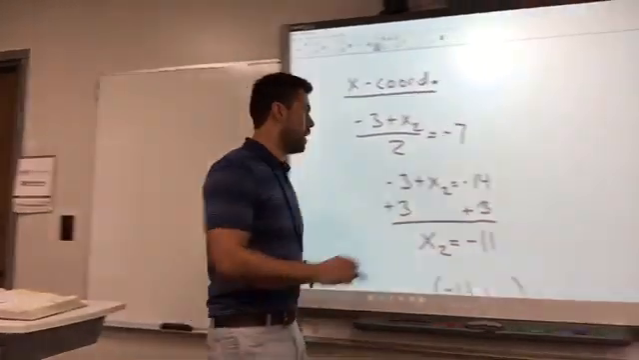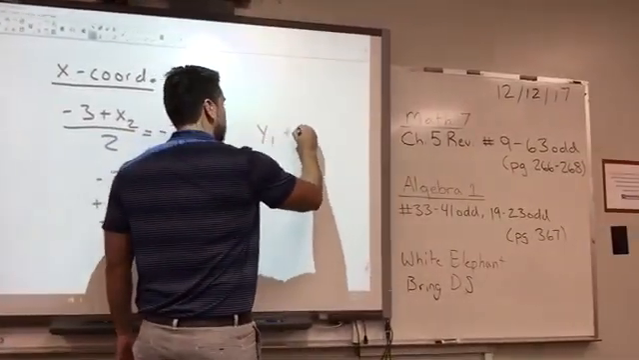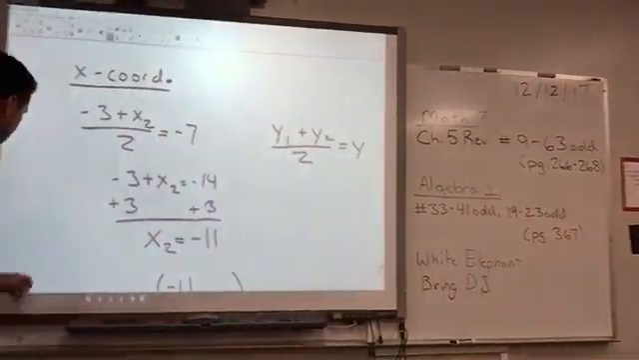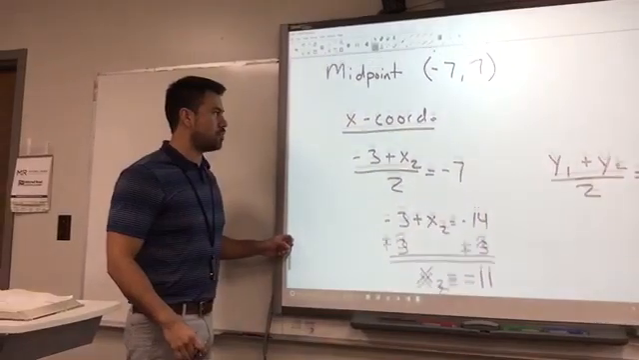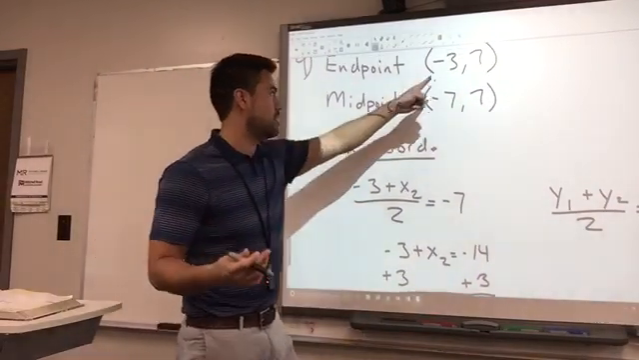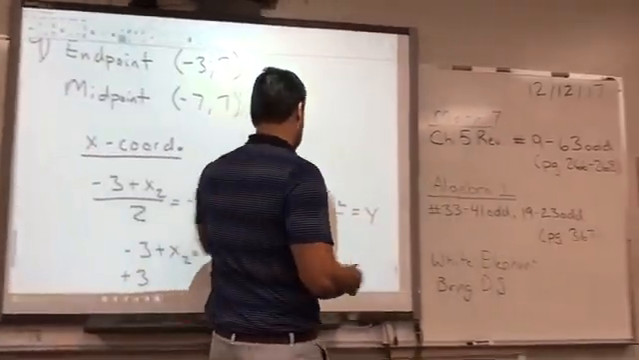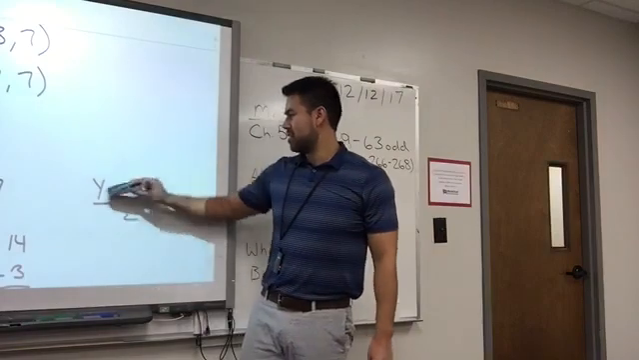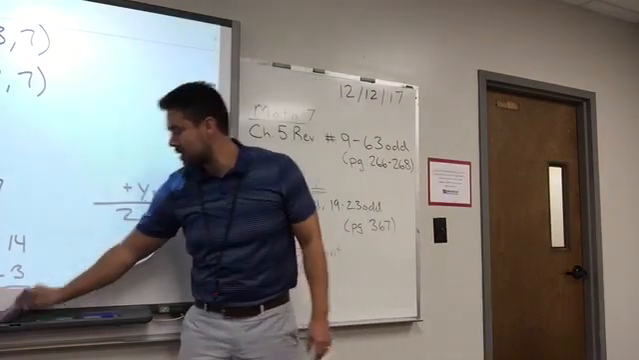Hey, just do it with the y's. So I got (y sub 1 plus y sub 2) divided by 2 equals y. Okay, do I know one of those y sub 1, y sub 2's? Do I know either one of those? Yeah, it's 7. So Mr. A, which one should I replace with 7? First. All right, that's fine.